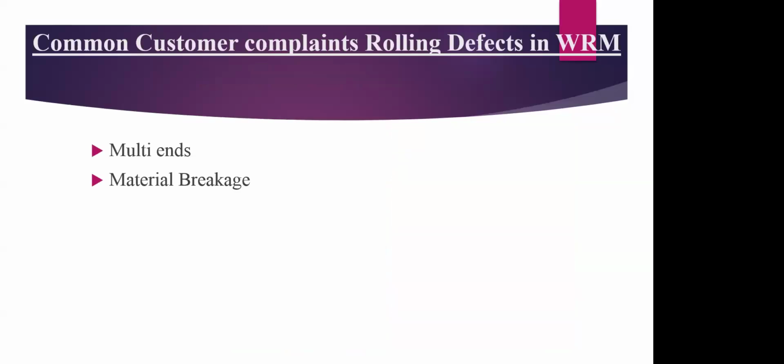The rolling defects and the other defects, Goel sir has already discussed. There are 2 kinds of defects that we are getting: one is the multi-end and another is the customer complaint for material breakage. So I have shown you the SMS3 layout and how we are trying to get a better and more refined chemistry so that material breakage can be controlled.